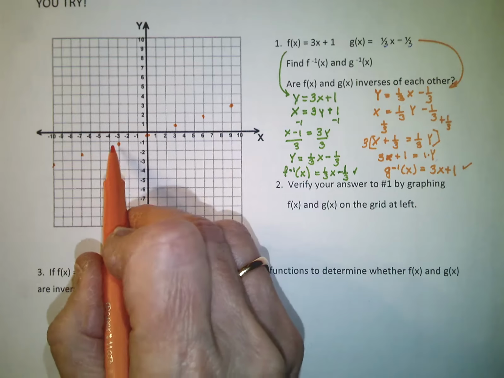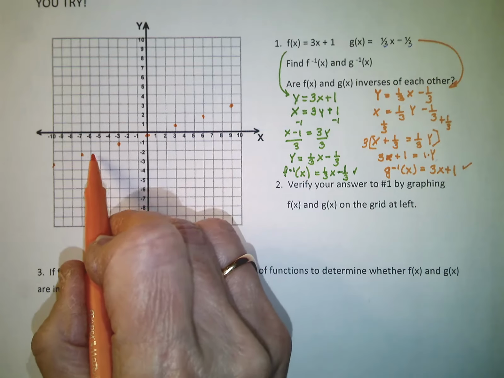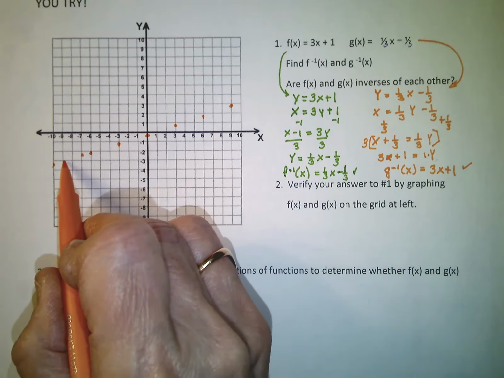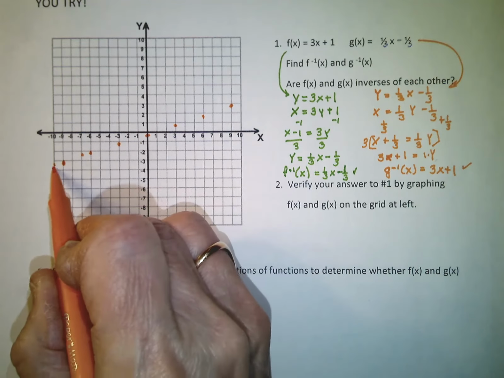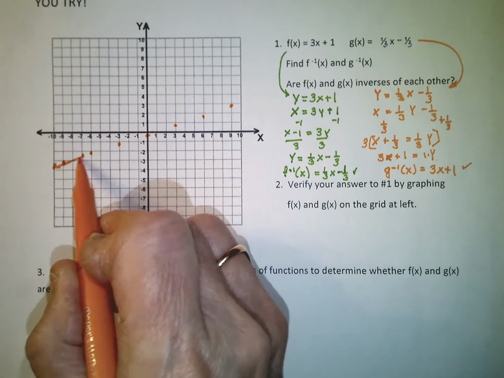And I think I counted wrong. I did. Down 1, left 3 would be here. And then down 1, left 3 would be here. I'll just stick an arrowhead there.